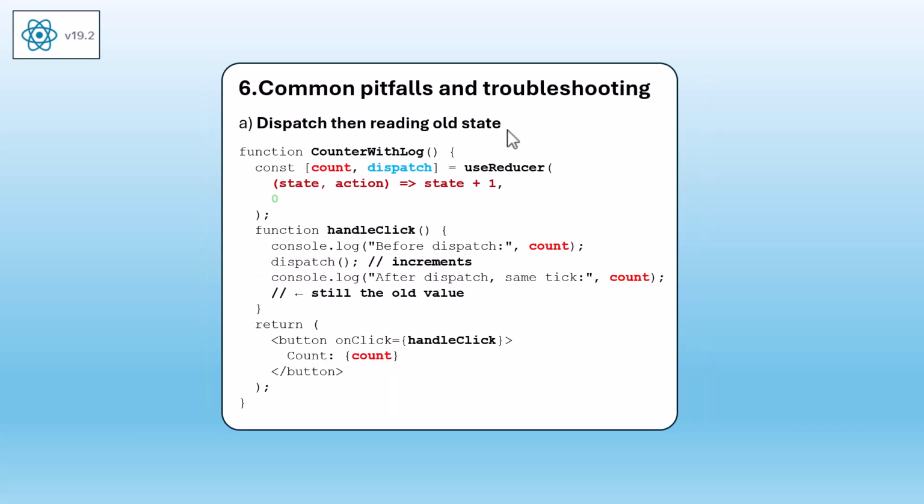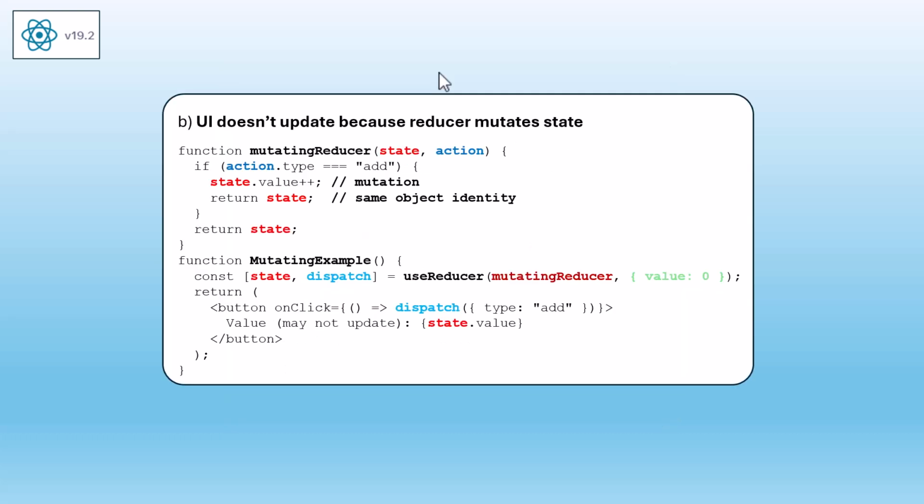6. Common pitfalls and troubleshooting. There are several situations where things go wrong with useReducer. Recognizing these helps you debug faster. Dispatching an action but logging shows the old state. After you call dispatch, the state variable you hold in your event handler remains the old value until the next render happens. This is normal because state updates schedule a render, they do not change the variable in place.